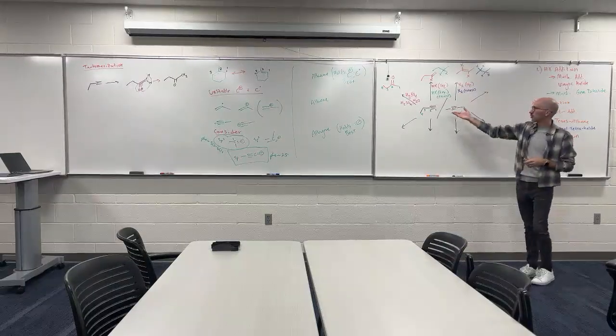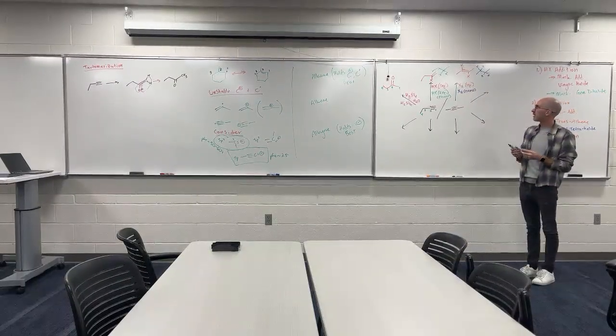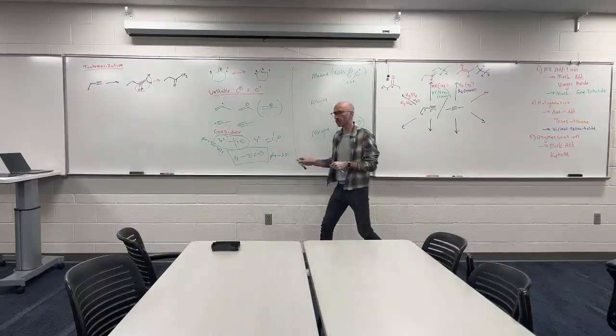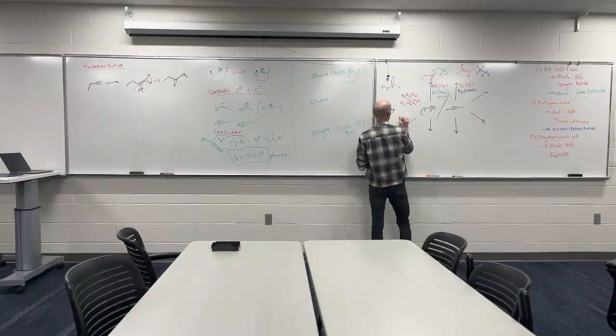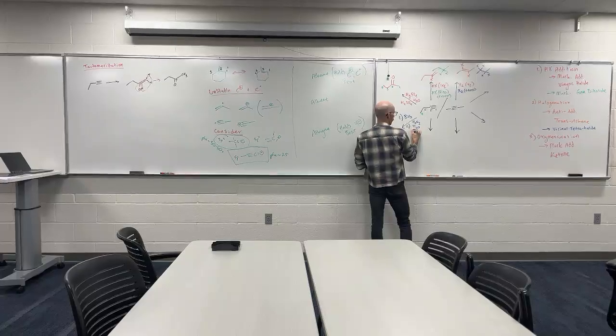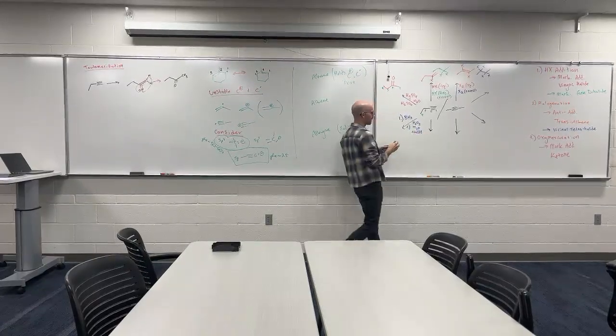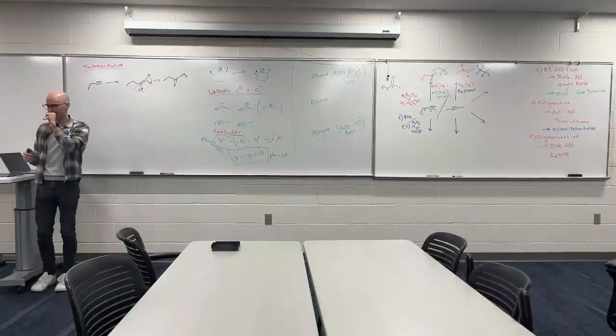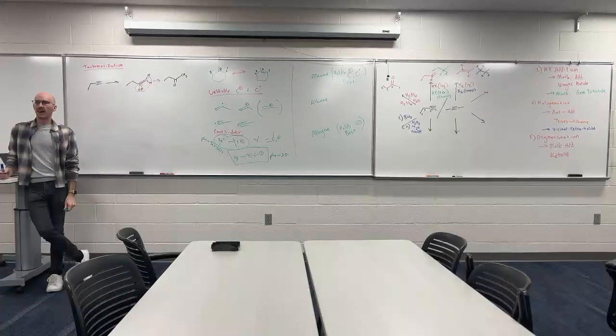So what functional group would I get here if I ran hydroboration oxidation? First, BH3, second, basic aqueous potassium hydroxide. What? Hydrogen peroxide.